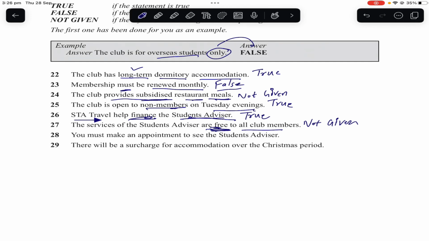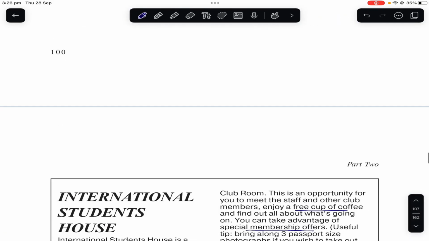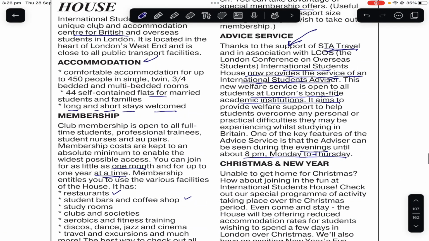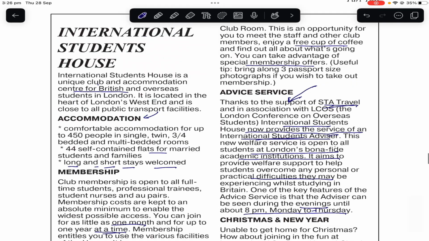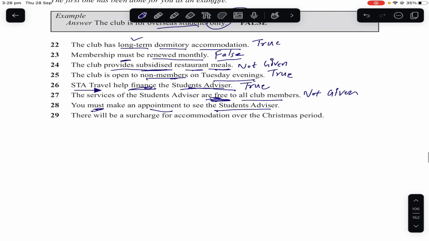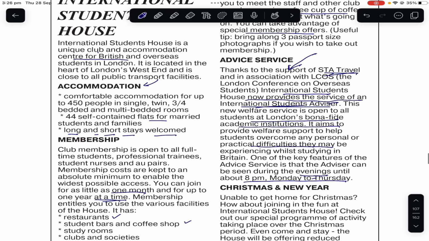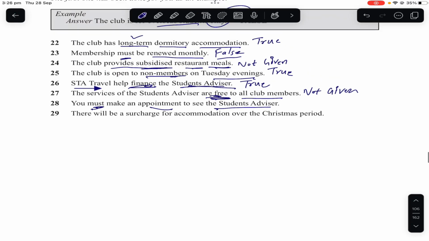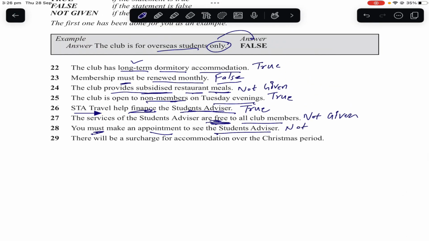Next one. You must make an appointment to see the student's advisor. Let's have a look. So I'll read from somewhere here again. What if I have missed that previous question? It aims to provide welfare support to help students overcome any personal or practical difficulties they may be experiencing while studying in Britain. One of the key features is that we can see them anytime. It is open to all students. The question was, you must make an appointment to see. They didn't mention anything about an appointment. They just said they can be seen. So again, this information is not given.